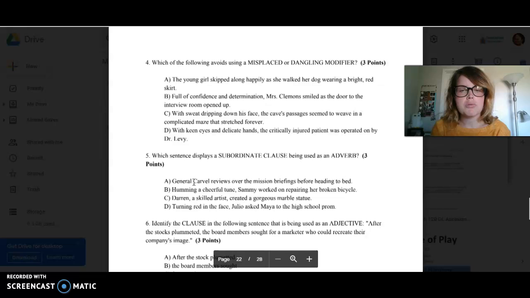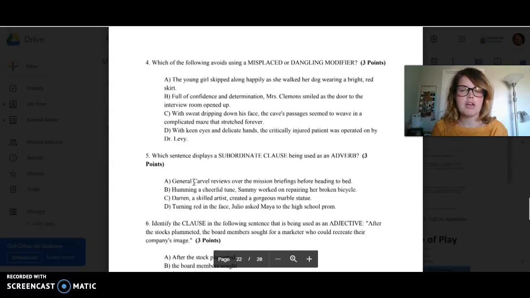C, with sweat dripping down his face, the cave's passages seemed to weave in a complicated maze that stretched forever. Or D, with keen eyes and delicate hands, the critically injured patient was operated on by Dr. Levy. If you remember dangling modifiers, I talked about them a little bit at the beginning of Unit 5, Performance Task 1.